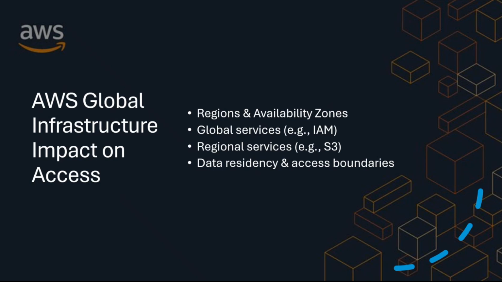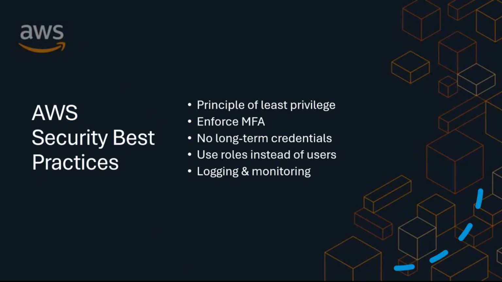To design secure access, you must apply the AWS security best practices. Always enforce the principle of least privilege, that is, never grant more permissions than needed. Require MFA, especially for privileged accounts. Avoid long-lived access keys. Use IAM roles for applications and automation. Enable CloudTrail and IAM Access Analyzer to detect unusual permissions or access patterns. These practices significantly reduce risk and align with the AWS Well-Architected guidance.